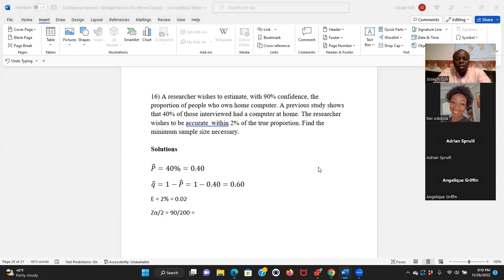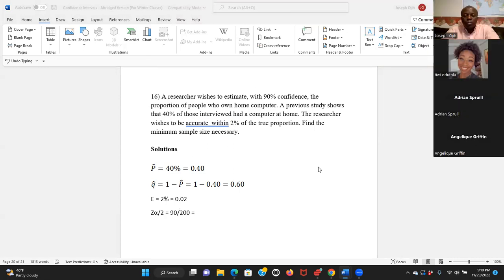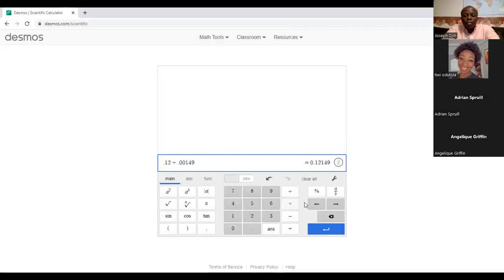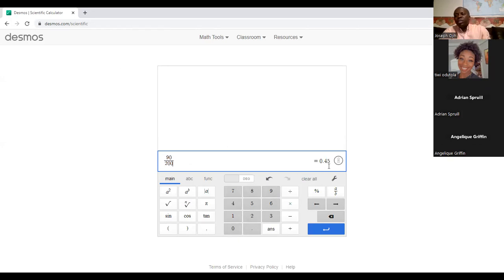90 by 200 is 0.45. Now, in the normal distribution table, all the numbers are four figures. So 0.45, you have to make it 4 figures by making it 0.4500.